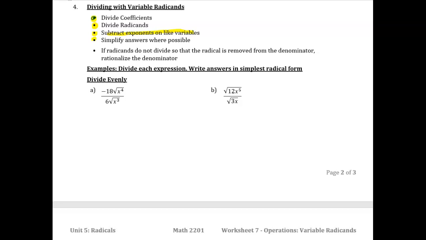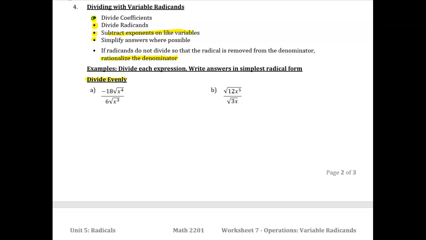And remember that radicands do not divide. So that the radical is removed, you have to rationalize. So if you can't get rid of the root sign on the bottom, the denominator, you have to rationalize. And again, we'll go through a couple examples, and I'll state each of those in the timeline for the video. So here's our first type, and these will divide evenly.